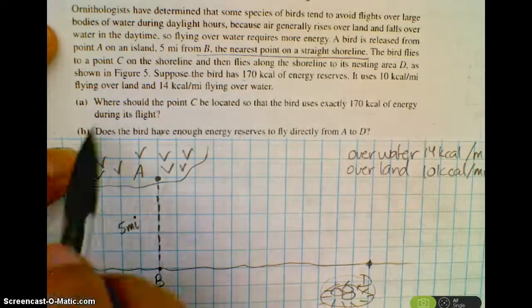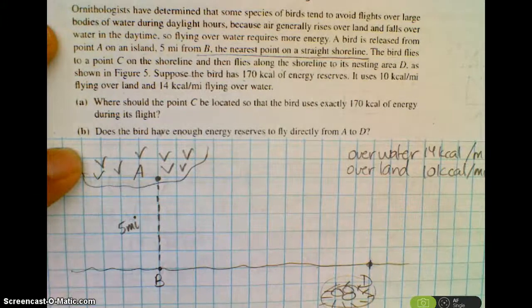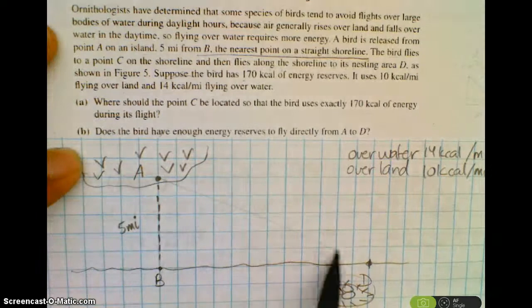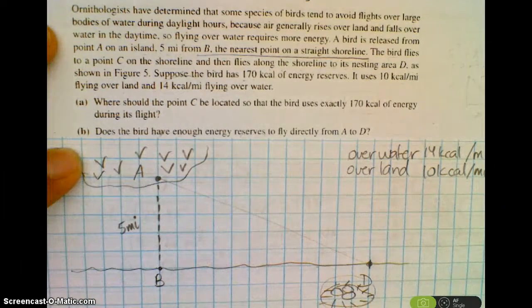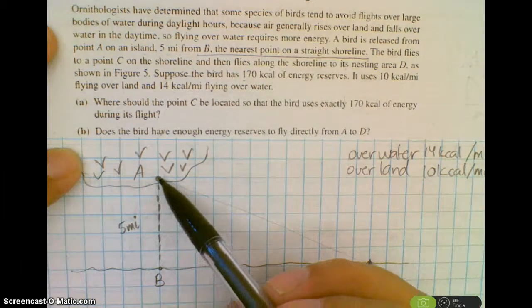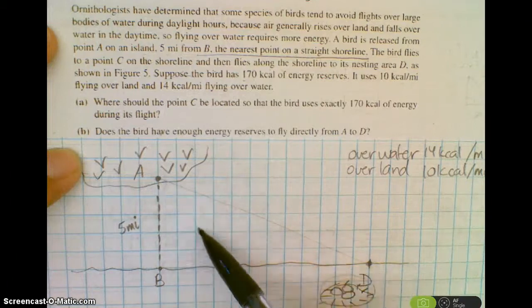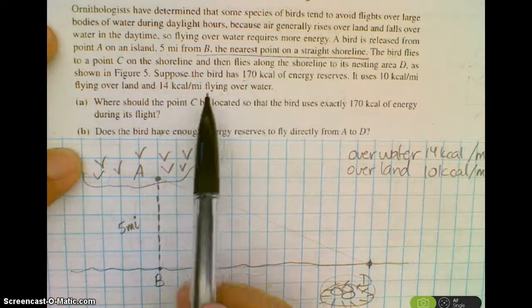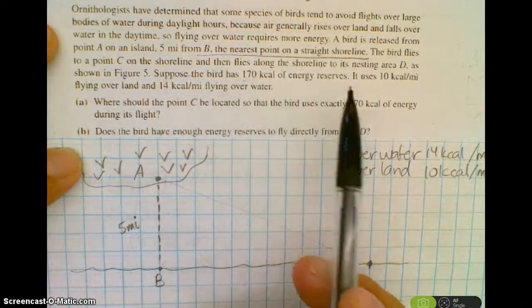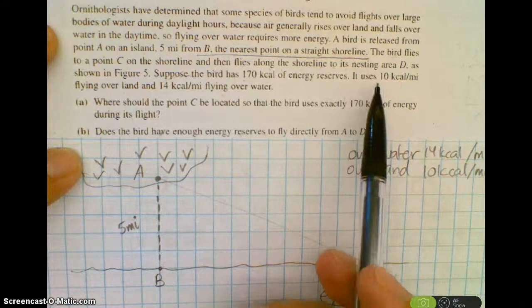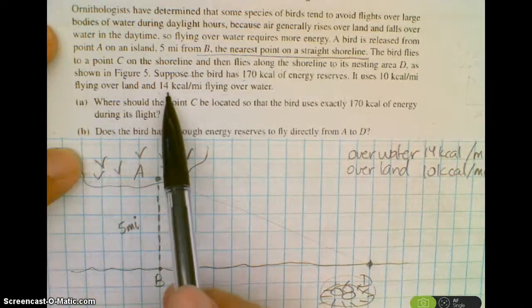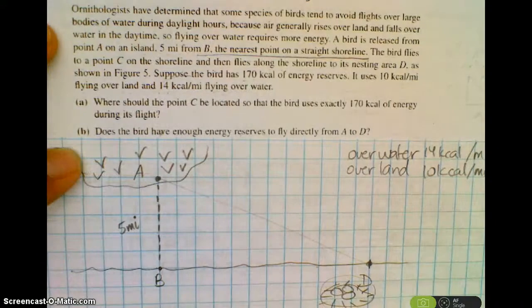We are going to see in part B of this problem that it is not possible for the bird to just fly straight from A to D, due to the lack of energy. So the bird is going to fly over the water, and then it's going to fly over the land to reach the nest. Suppose the bird has 170 kilocalories of energy reserves, and it uses 10 per mile flying over land and 14 per mile flying over water.